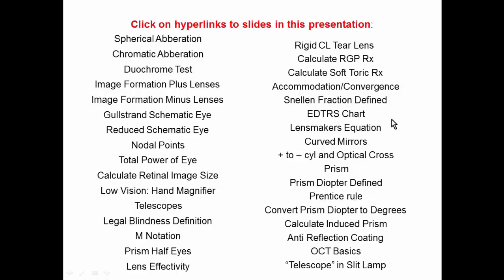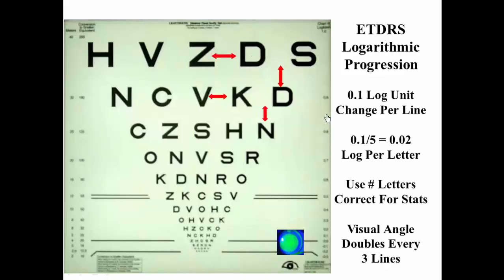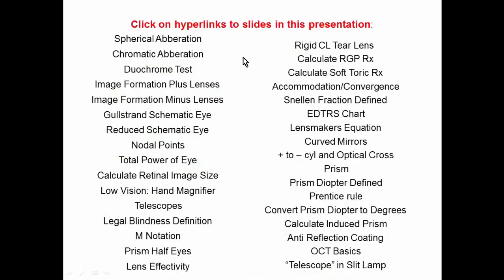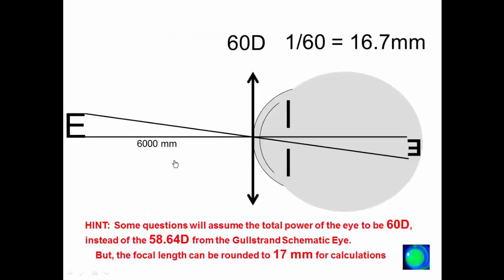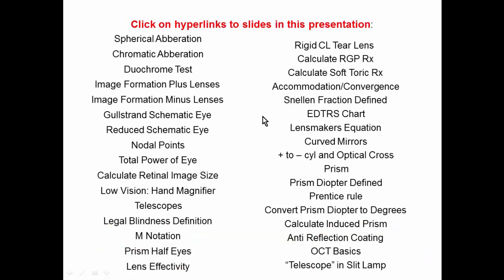If you want to go look at, say, the ETDRS chart, you click on that, and the hyperlink takes you here. To get back to the index, you click on the icon. Here's another example, and you go back to here. So let's take these topics one at a time, and I will go through them very fast, and you can spend some time on them topic by topic.